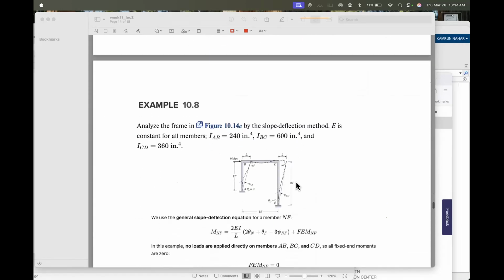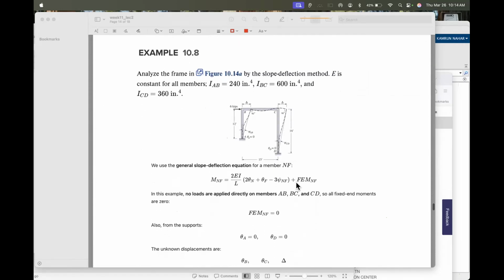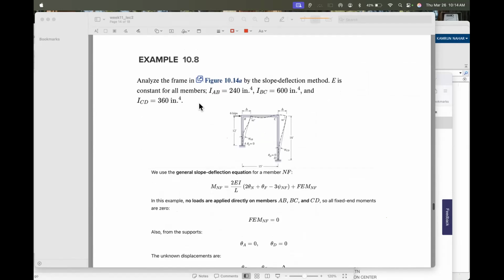So let's go to the example. Here it says that we need to analyze the frame using the slope deflection method, and E is constant. The moment of inertia for the two bars AB and BC is the same, and for bar CD it is different. So right now it's not the same, and you need to consider that.